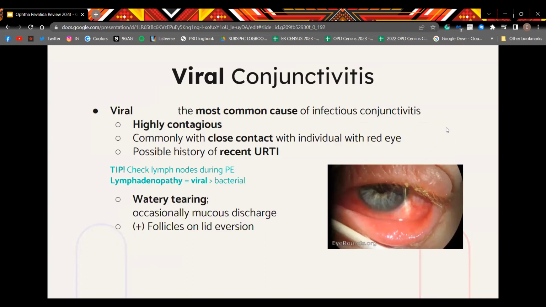Okay, so next would be viral conjunctivitis naman. So this is highly contagious. So it's commonly with history ng close contact ng person with the similar symptoms, nagkakahuwaan sa household or sa workplace, no? Possible history also of recent upper respiratory tract infection. Again, check the lymph nodes during the PE kasi if there's presence of lymphadenopathy, that would tell you that it's more likely viral than bacterial. Discharge is characterized as watery or tearing, pero occasionally it could present with mucus discharge. And on lid eversion, you would note follicles instead of papillae. Again, it's difficult to tell eh. Medyo magkamukha kasi sila yung papillae and follicles. So, more of history yung pagbabasihan mo in differentiating between the kinds of conjunctivitis.